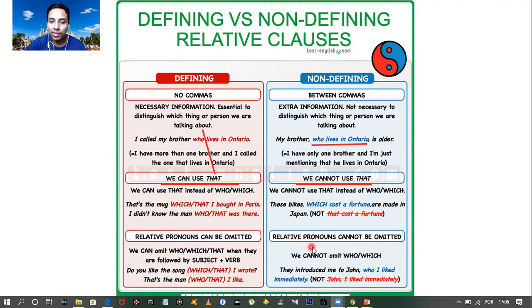When you're talking about relative pronouns that cannot be omitted, look at the example. They introduced me to John, who I liked. So the situation is, it's not possible to omit it because it's a non-defining relative clause. Just a second, okay?